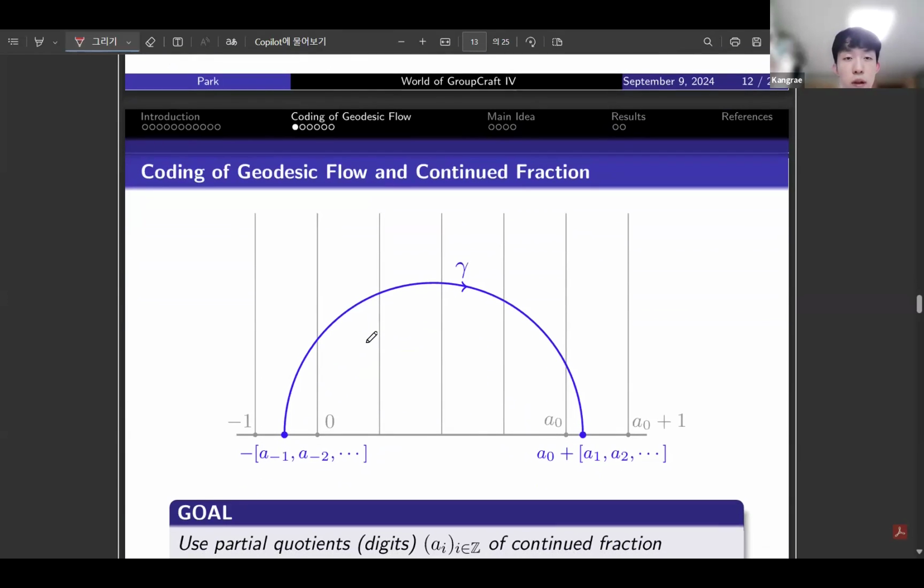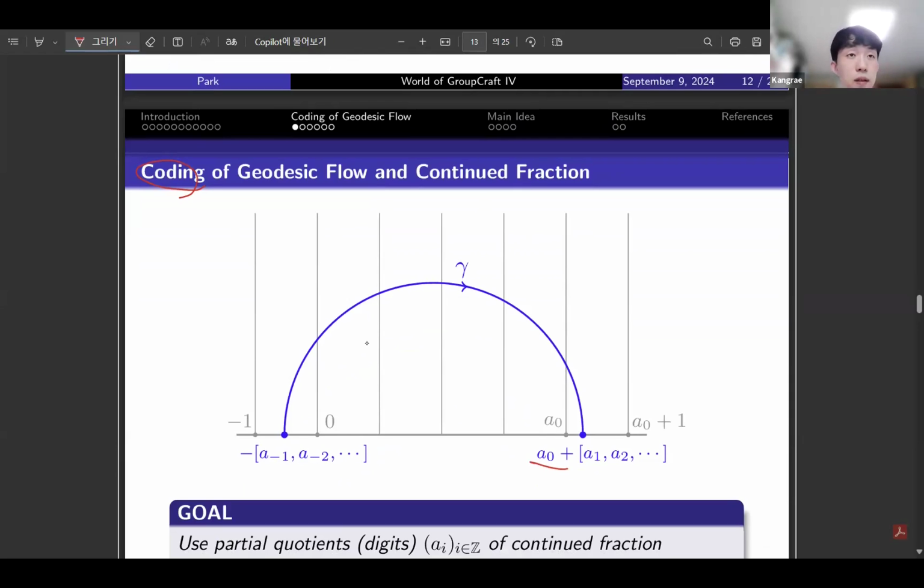Now we move on to the coding of geodesic flow and continued fractions. There are lots of relations, and here the word coding means that we want to translate the information of the given geodesic to a sequence of integers. Here the sequence of integers might be the a_i.